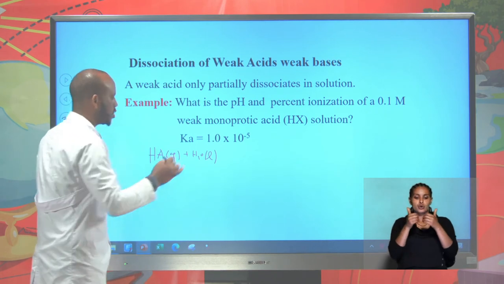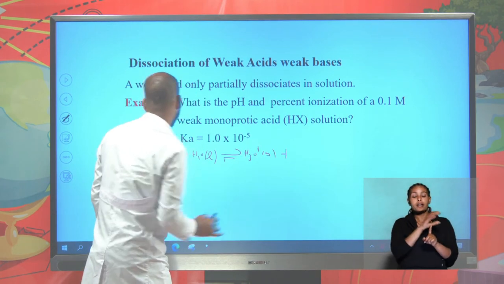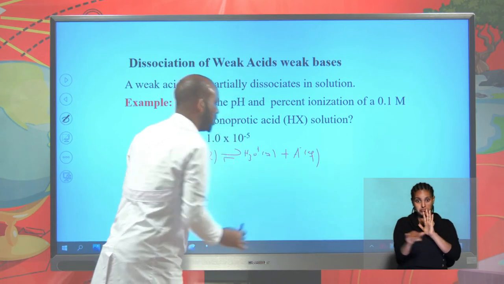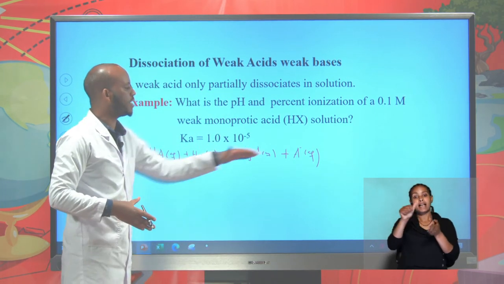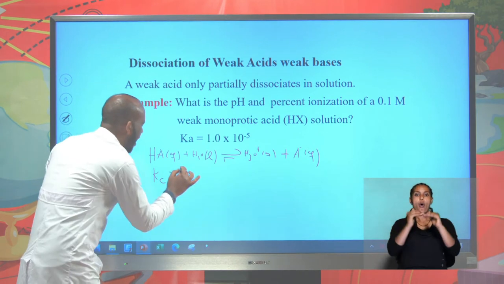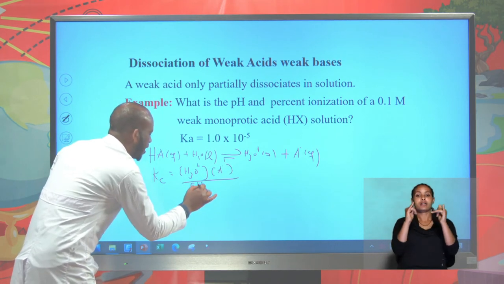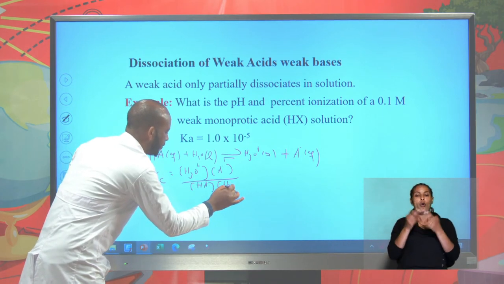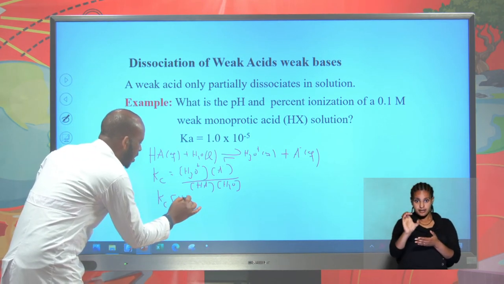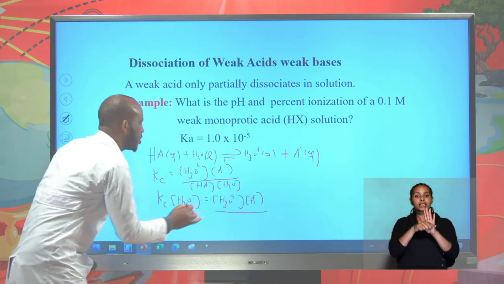Now this acid dissociates to a small extent into hydronium ion, H3O plus aqueous, and A minus aqueous. Using the law of mass action, we can write the equilibrium constant for this equilibrium reaction. Kc equals the concentration of hydronium ion H3O plus times the concentration of A minus divided by the concentration of HM times the concentration of water. We can write this as Kc times the concentration of water equals the hydronium ion concentration H3O plus times A minus divided by the concentration of HM.